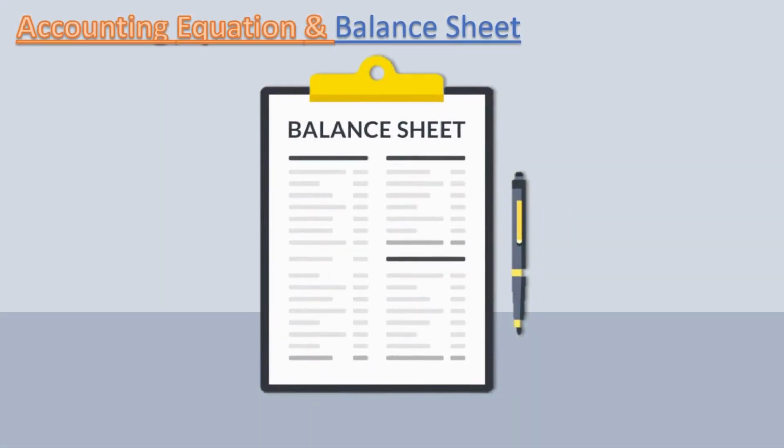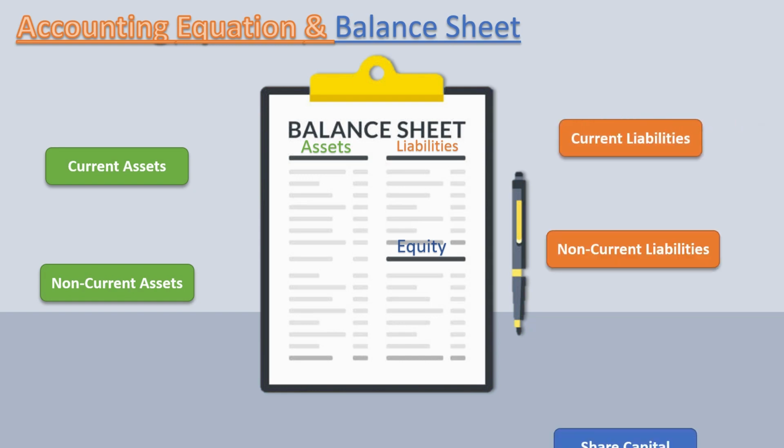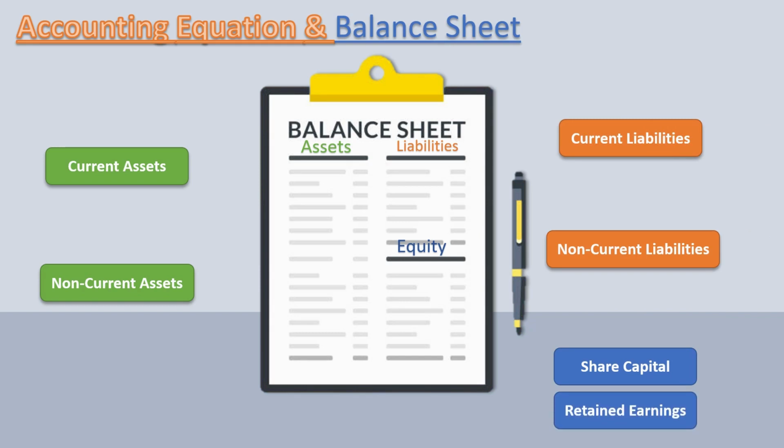The balance sheet is made of three sections and their underlying items: assets, liabilities, and shareholders' equity. Total assets are made up of current assets plus non-current assets. Total liabilities are made up of current liabilities plus non-current liabilities. Total shareholders' equity is made up of share capital and retained earnings. Let's see some examples of items in each section.